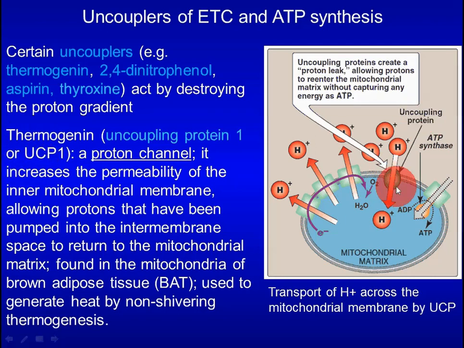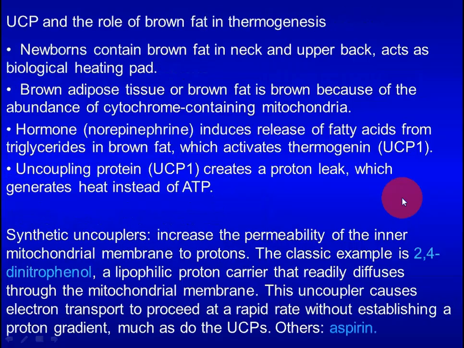This is an example of an uncoupling protein. Newborns contain brown fat in the neck and upper back. It acts as a biological heating pad. Brown fat is enriched with cytochrome-containing mitochondria. Stress hormones such as norepinephrine induce release of fatty acids from triacylglycerol in brown fat, which activates thermogenin. Thermogenesis creates a proton leak, which generates heat instead of ATP.